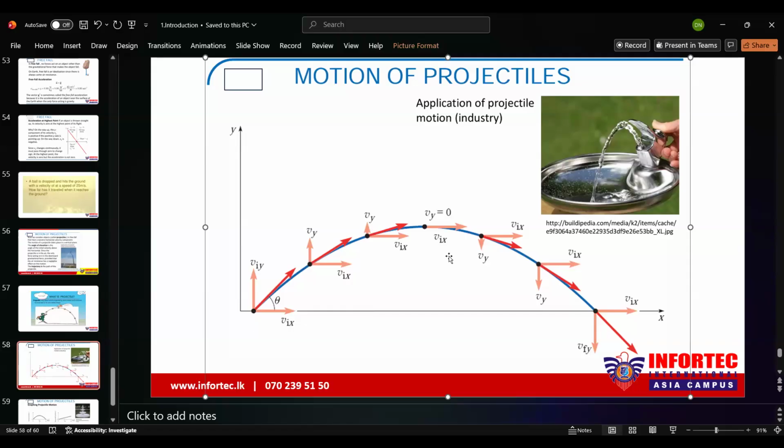Then you can see the same size of arrows in the horizontal direction, and Vix is the initial velocity. The same velocity can be seen throughout the projectile motion, Vix. The changing part is Vfy. Okay. Then you should understand about the Vy part at the maximum height. At the maximum height, the Vy part goes to 0, but in the horizontal component, the velocity along the x-axis is constant, right? Okay.